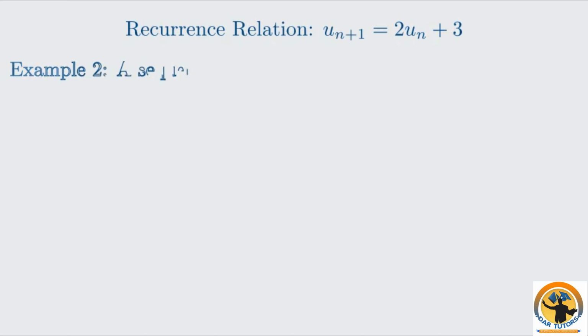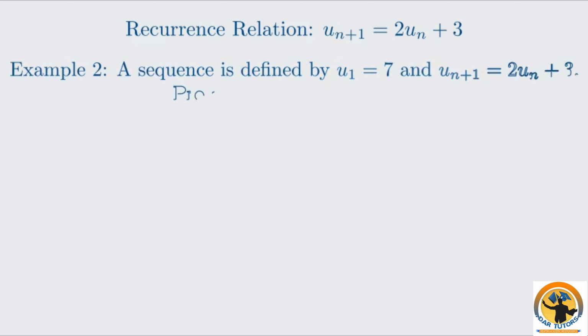A sequence is defined by u sub 1 equals 7, and the recurrence relation u sub n plus 1 equals 2 times u sub n plus 3. We want to prove that the general formula is u sub n equals 5 times 2 to the power of n, minus 3. The process is very similar to series, but the inductive step will involve substituting the recurrence relation.